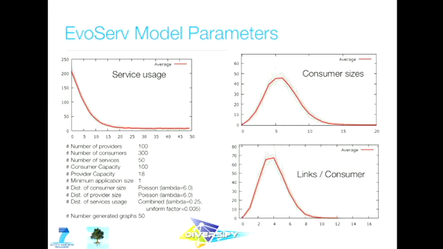So these are the distributions of that. In the top left, we have the services required by consumers. X is count and Y is the number of times services are required, and that's the distribution for that. The top right is a graph showing the distribution of consumer sizes. And the bottom right is the links per consumer.